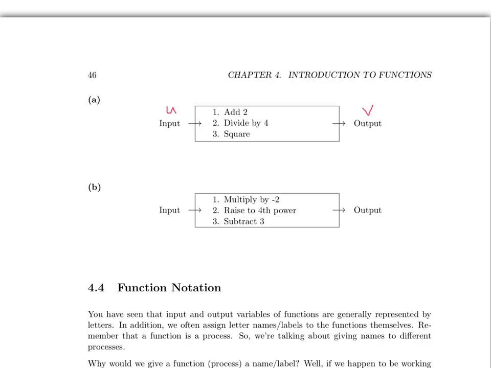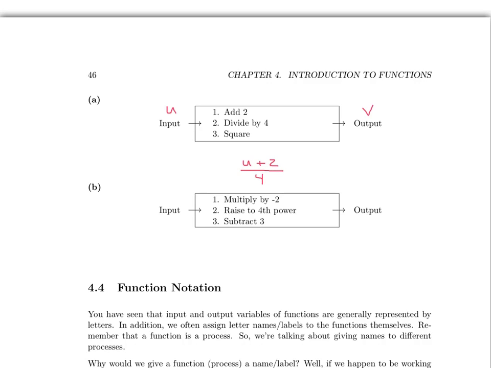Okay, this function begins with u. That's our input. What's the first thing that happens to u? We add 2 to it. So I take u and I add 2. The next thing that happens is we are supposed to divide this quantity by 4. So I take my u plus 2 and I divide it by 4.